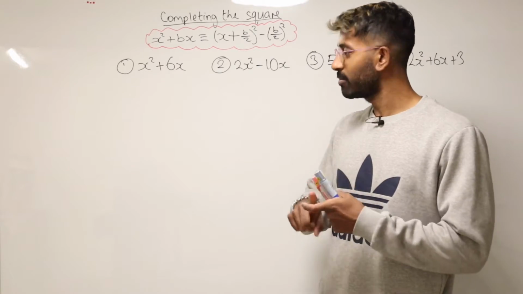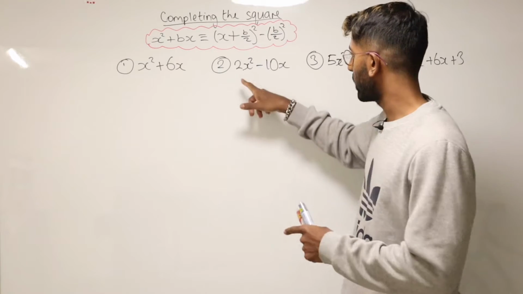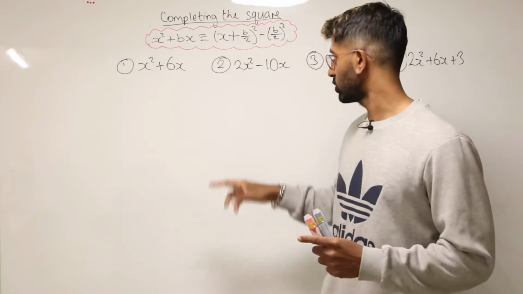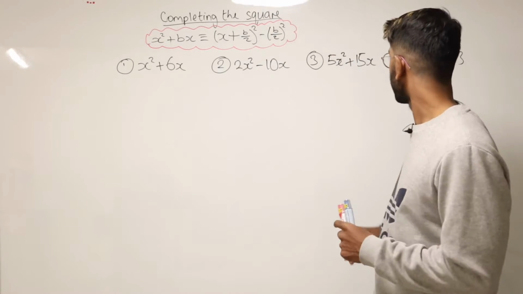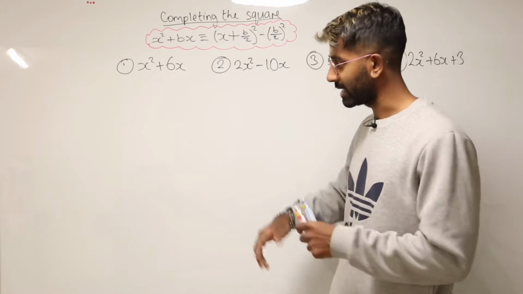Now we've looked at completing the square, but we've got to look at some more difficult examples now, maybe where you've got a coefficient in front of the x squared that's not 1. Here you've got 2x squared, 5x squared, and then another 2x squared. So how are we going to complete the square for examples like this?